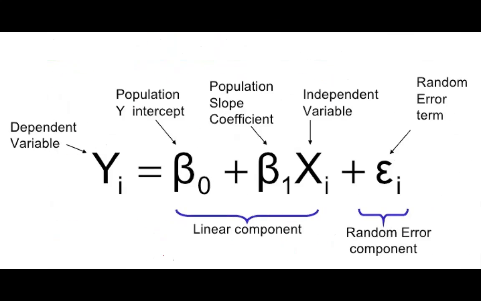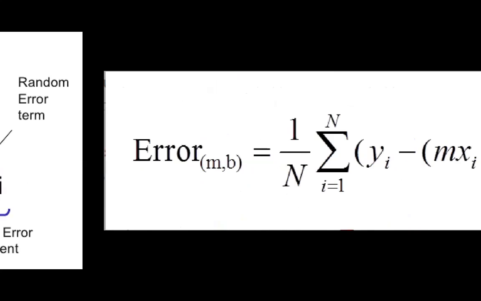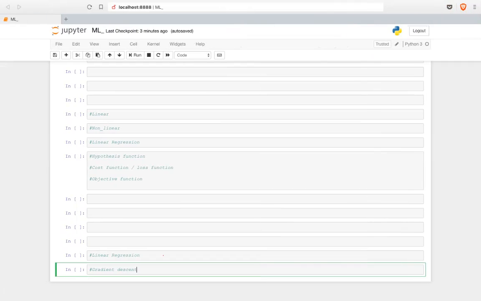This is one more representation of your linear regression hypothesis function. You have your beta naught, beta 1. These are your weights. Then this is your random error term. And this is your cost function, your mean squared error. So let's go back to gradient descent.